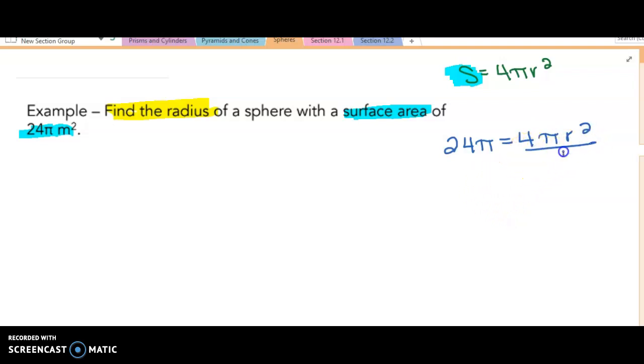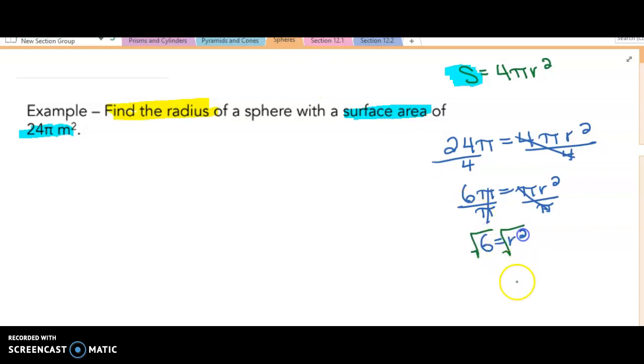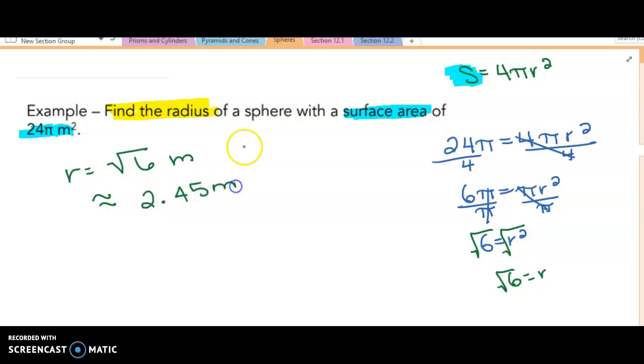Well, divide by 4, divide by 4. I get 6 pi equals pi r squared. Divide by pi, divide by pi. 6 equals r squared. To undo a square, we square root. So square root of 6 equals r. So r, I could say, is square root of 6 meters. Or if you want to put that into the calculator to get a decimal, that's roughly 2.45 meters.